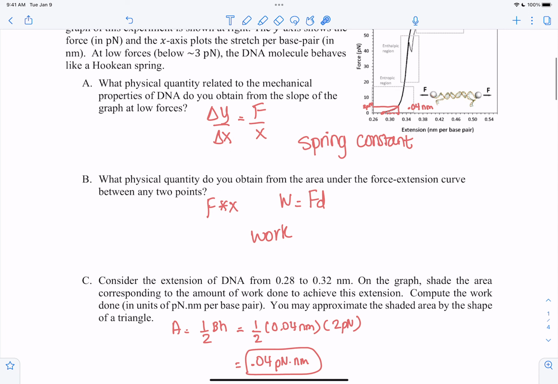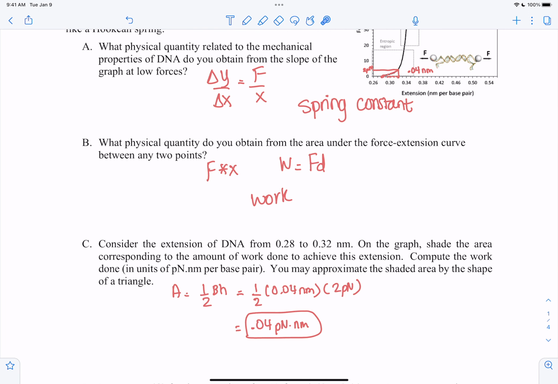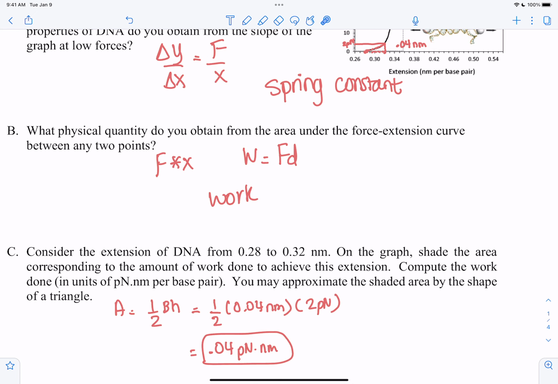and that should give us our work, because remember, the work is the force times the distance or the displacement, right? So if we look at the area underneath the curve, that's how we can get it. I said it's in increments of 2.